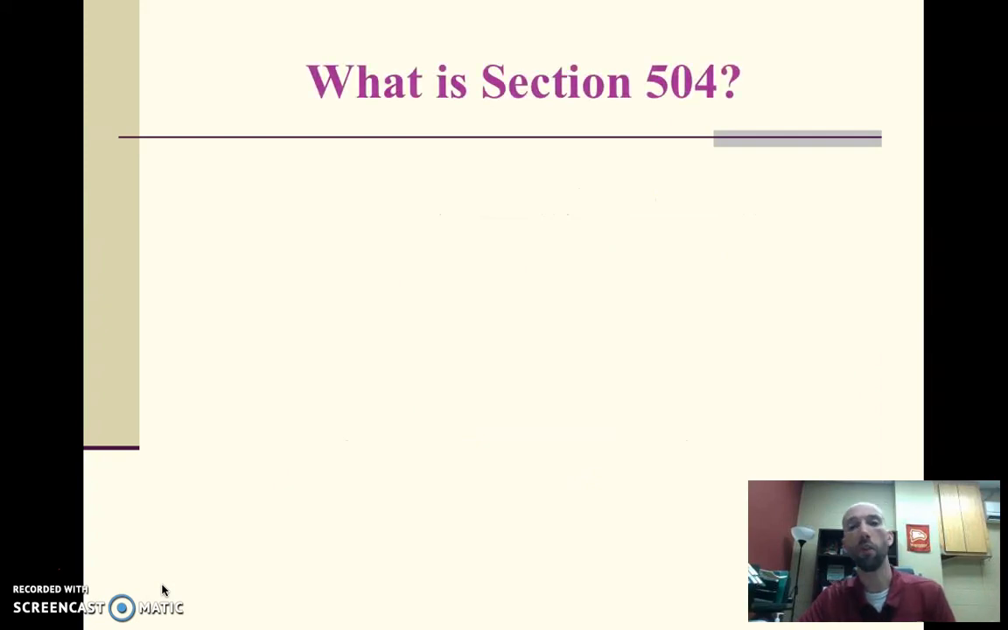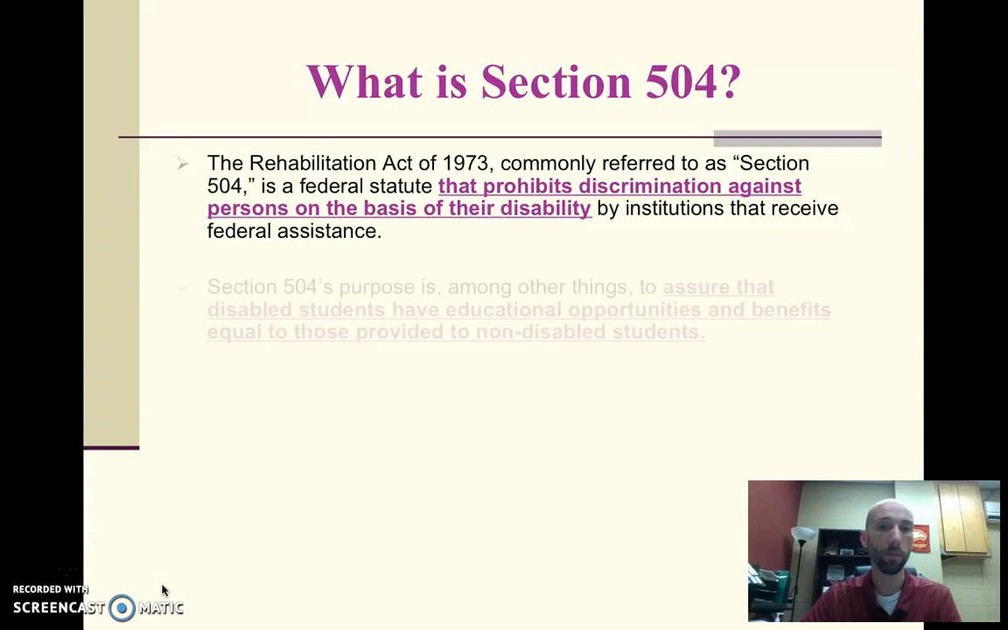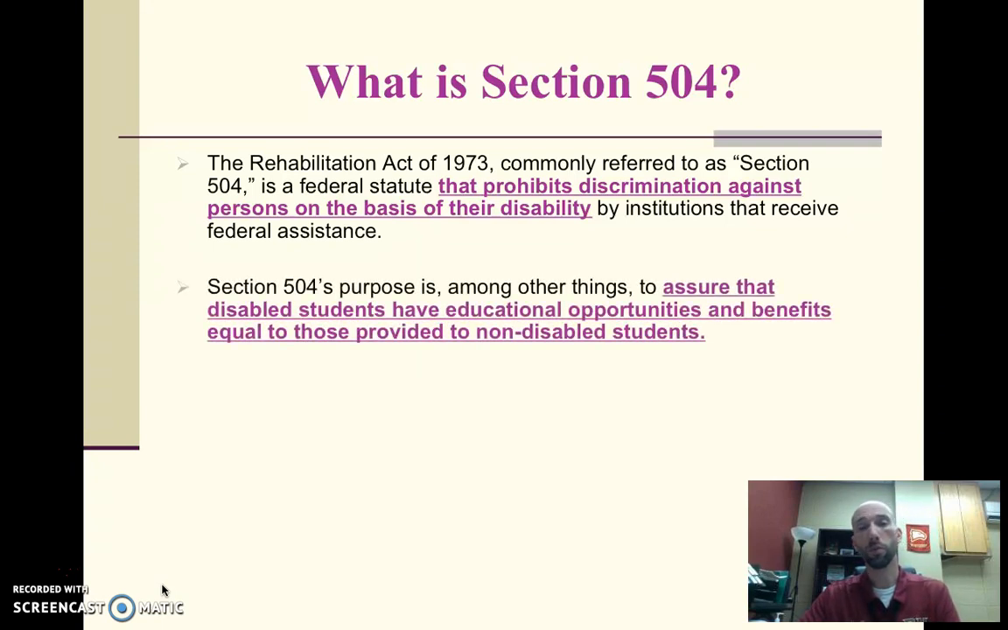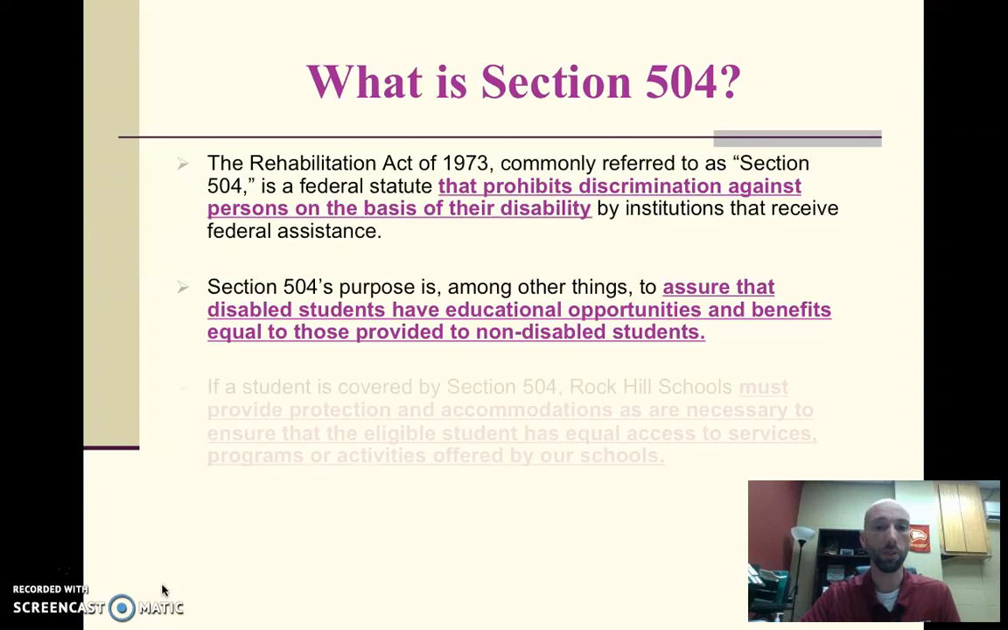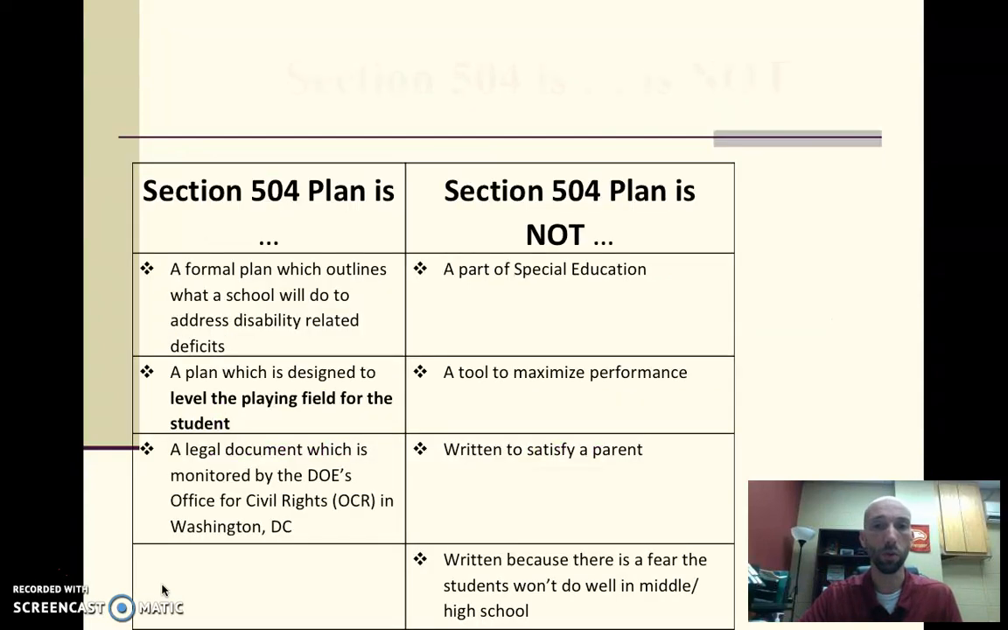So what is Section 504? 504 is a part, like I said, of the Rehabilitation Act of 1973. It prohibits discrimination against persons on the basis of their disability. And so as it refers to students, it is to assure that disabled students have educational opportunities and benefits equal to those provided to non-disabled students. So in Rock Hill schools, we must provide protection and accommodations necessary to ensure that eligible students have equal access to services, programs, or activities offered by our schools.